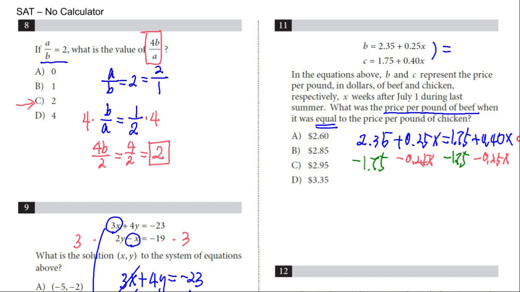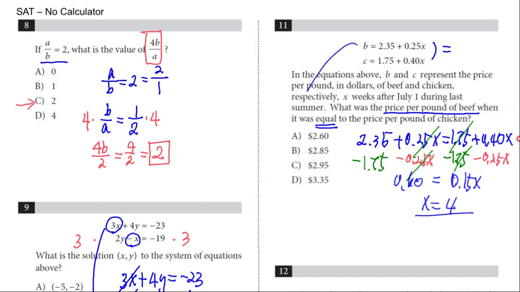Now please note that in this case these two things will be cancelled out, right? And these two things will be cancelled out. So what is left on your right side? 0.15x, left side 0.60, right? So x will be 4. But this is not our answer. Question asks us what was the price when these two values are equal, which means what is the price of beef when x equals 4.